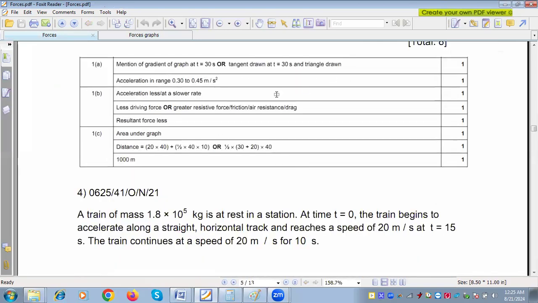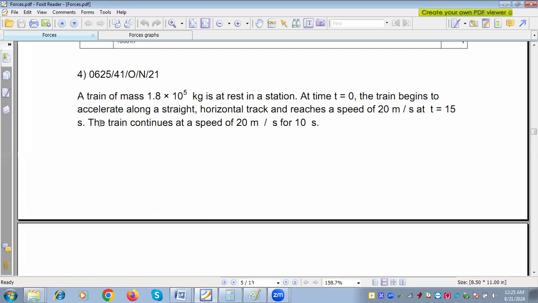So you can see the marking scheme is attached here. Acceleration is less driving force or greater resistive force. Okay. Resultant force is less. Area under the graph, 1 mark you have to write down, and the distance traveled. Here they have used triangle plus rectangle or both. That is the trapezium as well, 1000 meters.